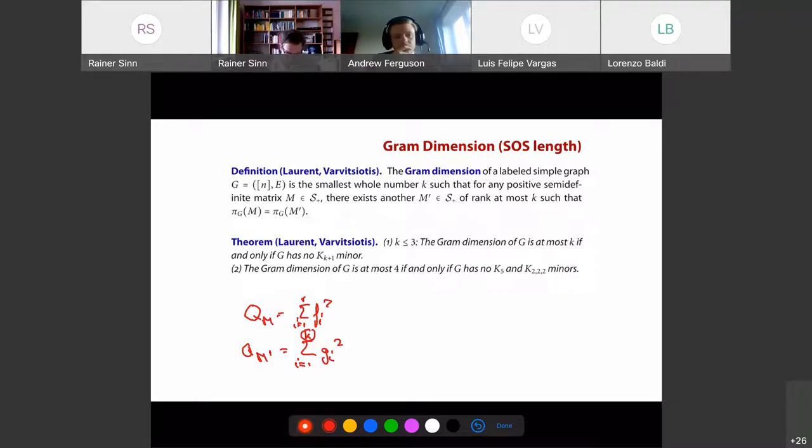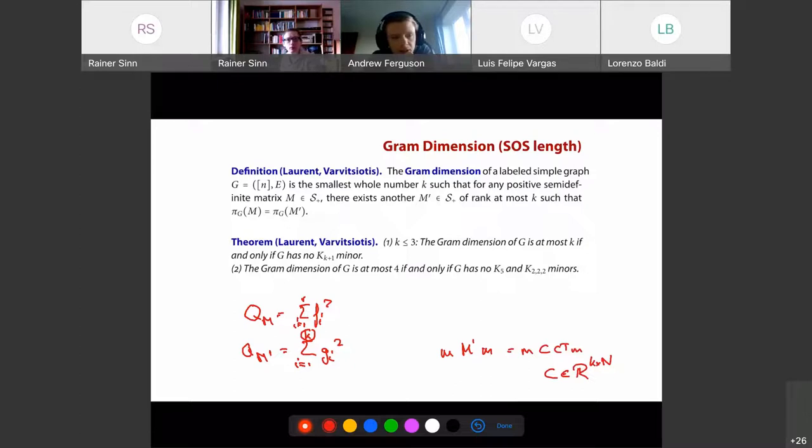And this is really the rank. So you write this as a vector of monomials times M prime times the vector of monomials, right? And if you factorize this, then you can do this with a rank, k by something, right? And this k then gives you the number of squares.